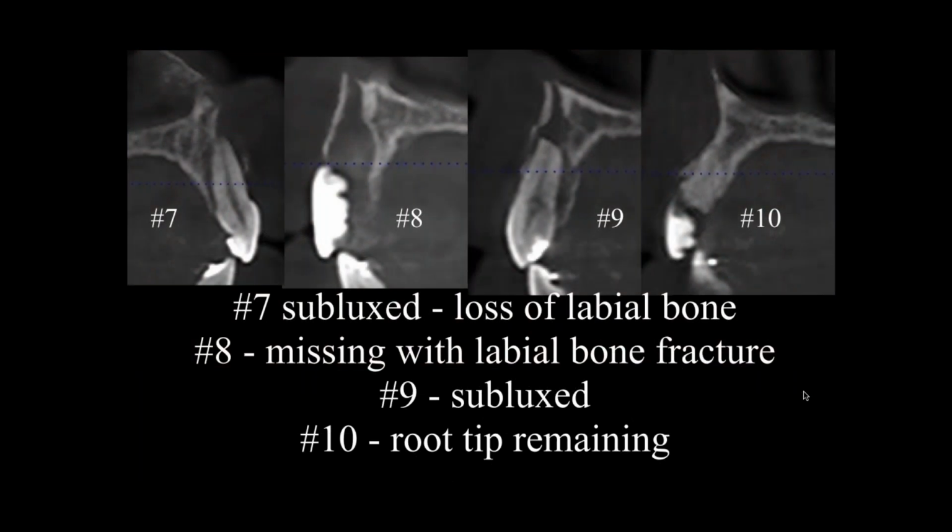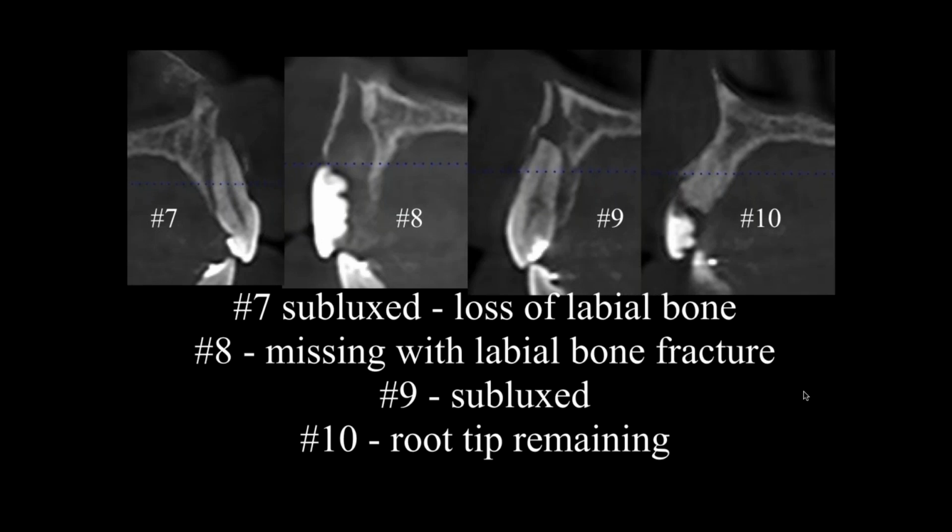She came to see me because I've treated some of her friends and some of her friends' family that we know of. So you can see in the scan, I mean, number 7 is subluxed, number 8 is gone. But you notice the acrylic, the resin that was put in, is pressing against the bone. That's not good. Number 9 is subluxed. And number 10 is root tipped.